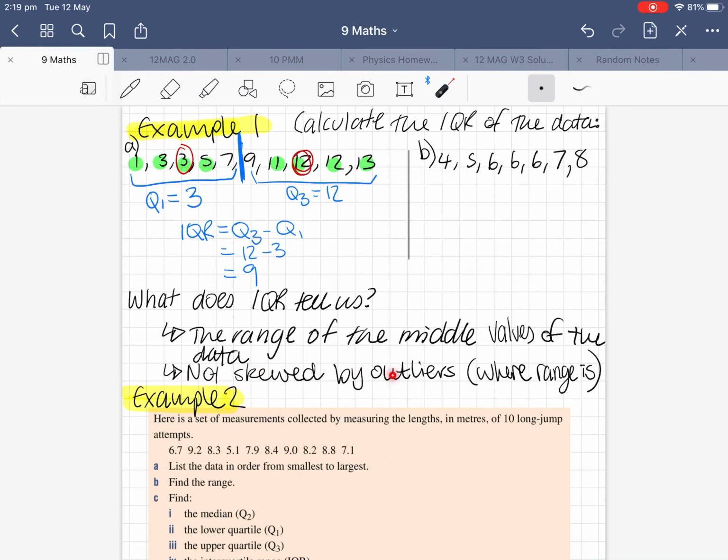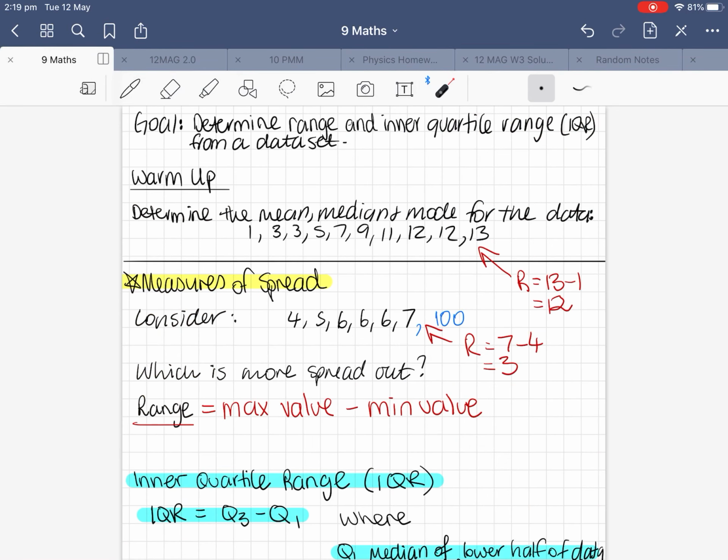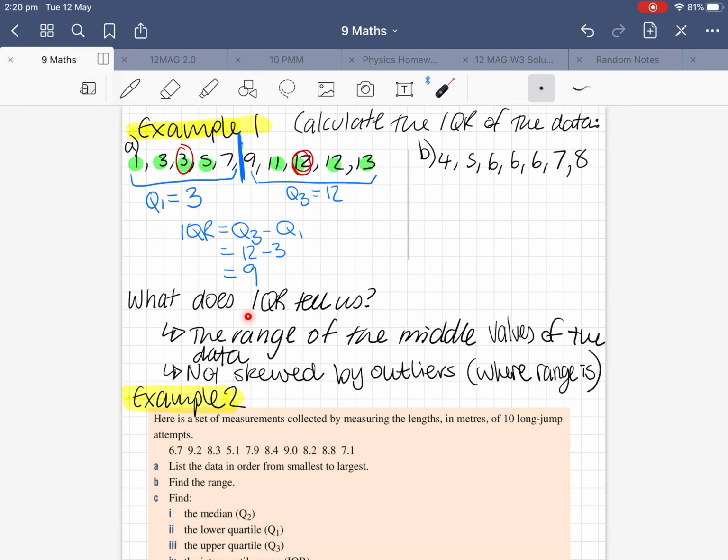So if you consider what we talked about at the beginning of the lesson over here, if we were to include a really big outlier over here, our range would increase by quite a lot. That doesn't happen with interquartile range. It's just talking about the middle values of the data. So it's another way to help measure spread. Let's have a look at B.